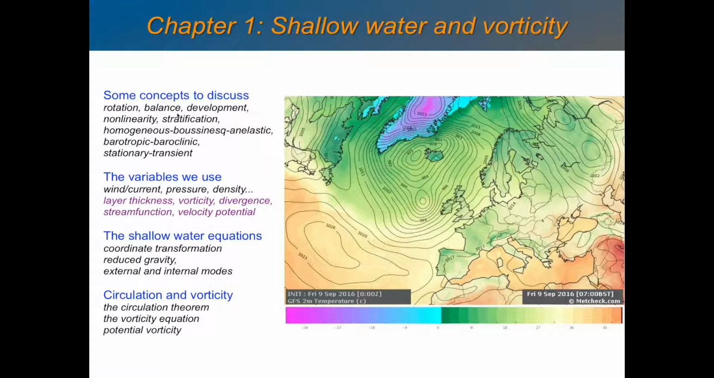We will talk about balance and development. So balance is basically any system of equations where there's no time derivative. Okay, so it's a system which is not developing in time. Therefore, there is some sort of balance between the terms in the equation. So the simplest type of balance that you know is geostrophic balance, right? So that's just the balance between pressure gradient force and Coriolis force. Okay? We'll look at that.